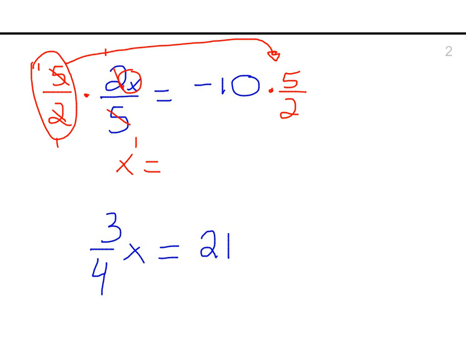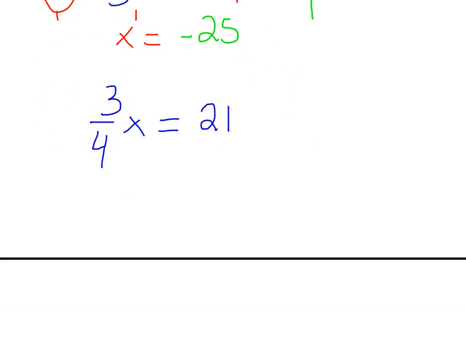So what I need to do to my negative 10 is put it over 1. When I cancel, this will be 1, and this will be 5. But this negative is still here, so you need to make sure that you use it when you multiply. So negative 5 times 5 is negative 25. And the bottoms are 1, so it's just negative 25.